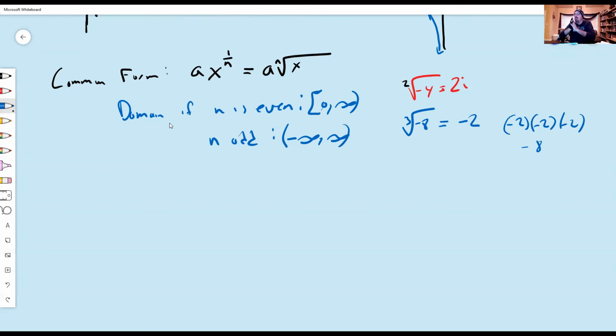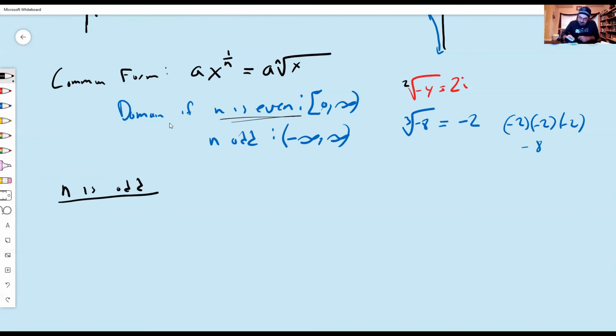So what that means is n is even is telling us we're only going to have half a graph, from the x-axis to the y-axis, one direction only. The n is odd is telling me we're going to go in both directions. So as before, we're going to look at how n behaves. So n is odd.